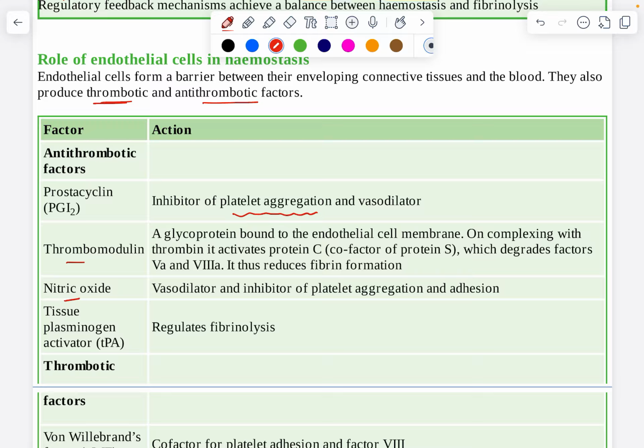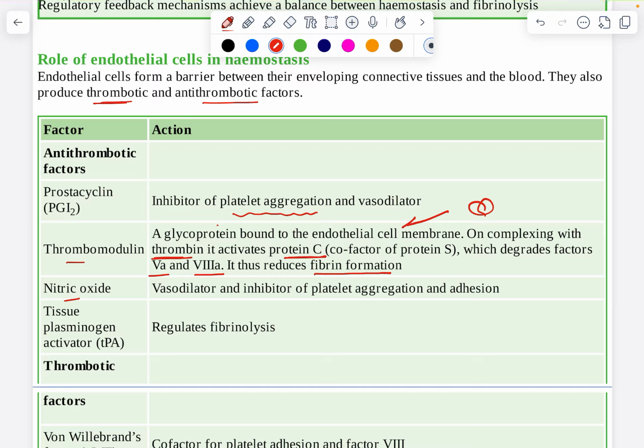Prostacyclin prevents platelets from adhering and aggregating. Otherwise in the blood there can naturally be aggregation, and that may cause a lot of clots inside the vessels. So prostacyclin is a vasodilator as well as an anti-platelet agent, preventing aggregation. Thrombomodulin, a glycoprotein bound to endothelial cells, complexes with thrombin and activates protein C, with cofactor protein S, which degrades factors 5 and 8A, reducing fibrin formation.